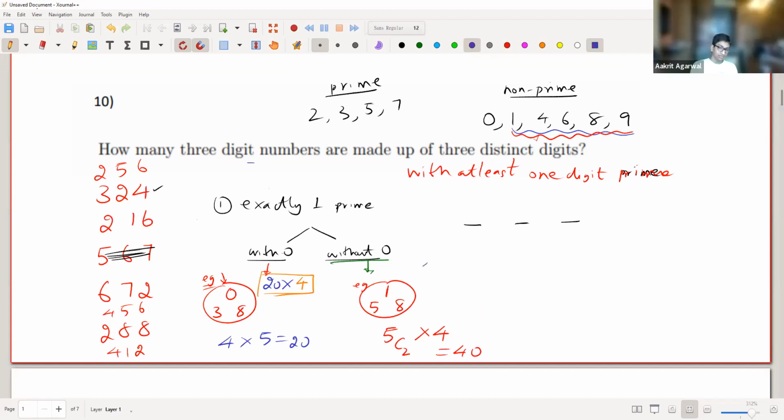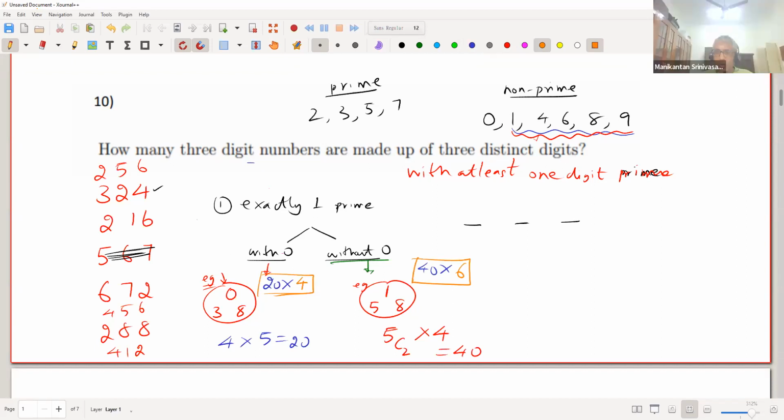Yeah, 40 into 6. So I thought we put that into 4 down as the final thing. Oh no, this 4 is choosing one of the 4 prime numbers. 4 choose 1, right? So 4 ways of choosing the prime digit, that's 4.